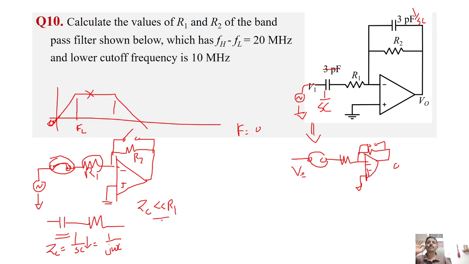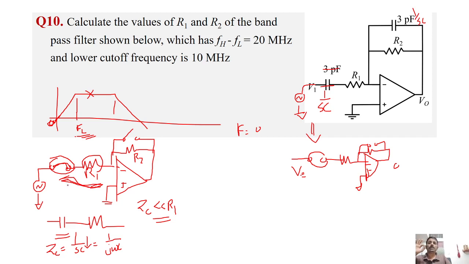So this is the first case. At a particular frequency, ZC must be very much less than R1. In that case only, this capacitor will be short circuited, and this will be open compared to R2. That frequency is FL. So which component results in FL? This capacitance C and this R1. So the relation between R1 and capacitance C will result in this lower cutoff frequency.